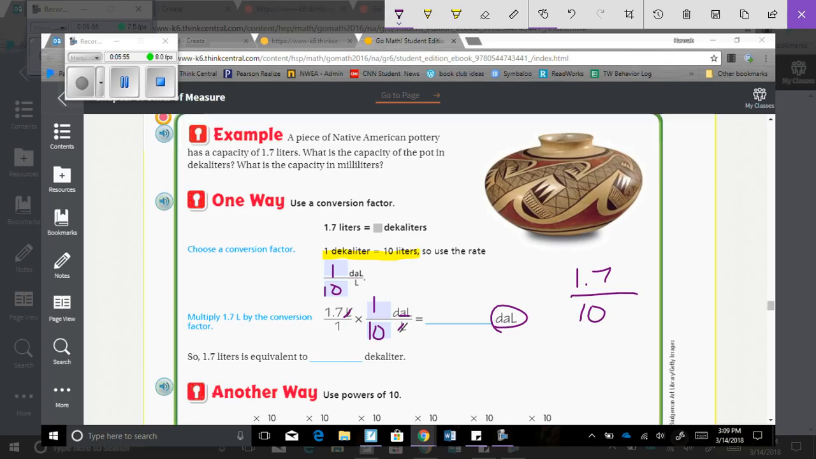1 7/10 times 1 gives us 1 7/10, and 10 times 1 is 10. 1 7/10 divided by 10 means you're moving the decimal to the left 1, which gives you 0.17. When you divide by 10, you move the decimal to the left 1. If you multiply by 10, you move it to the right 1. So 1 7/10 liters is equivalent to 0.17 deciliter.